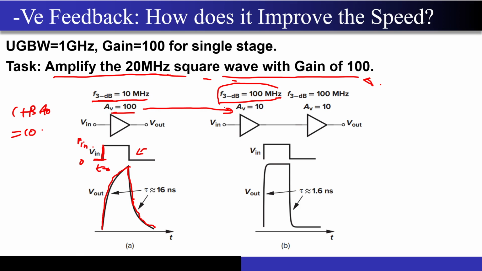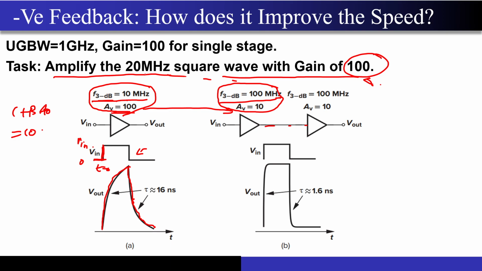The gain bandwidth product, this gain bandwidth product and this gain bandwidth product should remain constant. So if gain has dropped by a factor of 10, the 3 dB bandwidth has to improve by a factor of 10. And now since I want to get a gain of 100 but my gain is only 10 over here, what I will do is just cascade two of them. Now let's see what has actually happened.